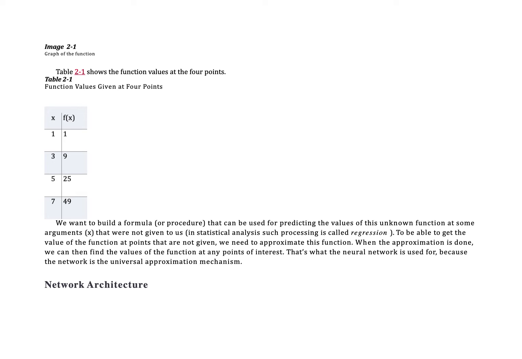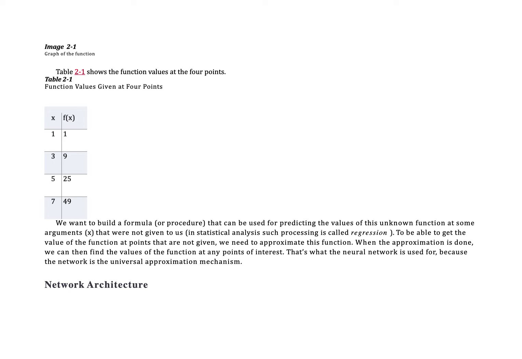Table 2.1, function values given at 4 points: x = 1, f(x) = 1; x = 3, f(x) = 9; x = 5, f(x) = 25; x = 7, f(x) = 49. We want to build a formula, or procedure, that can be used for predicting the values of this unknown function at some arguments, x, that were not given to us. In statistical analysis, such processing is called regression.